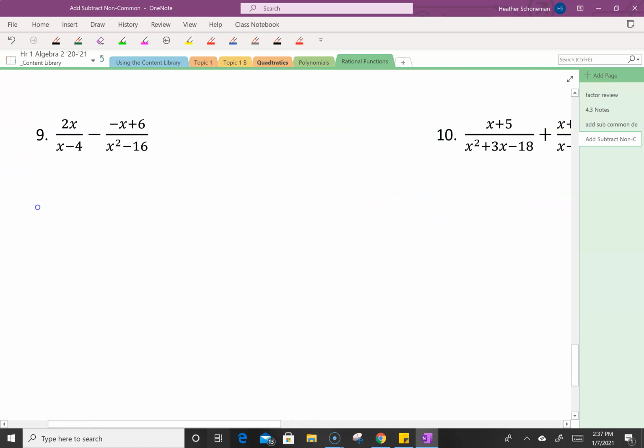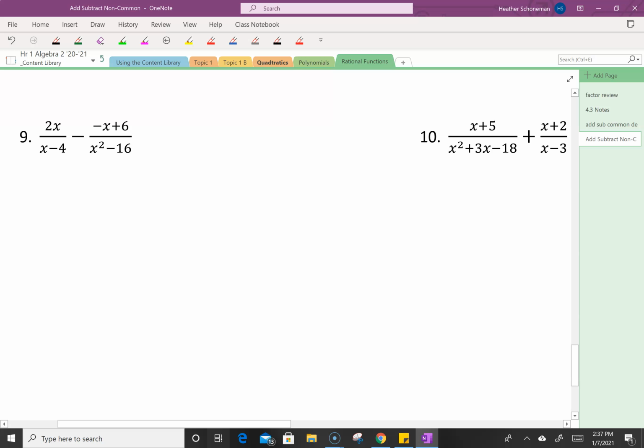Okay. Let's look at 9 and 10. I'm not going to do the whole problem for you, but I just want to get it set up to think about it. On the number 9, I've got to factor this to find my least common multiple. So this would be x plus 4 times x minus 4. So my least common multiple is going to be x plus 4 times x minus 4. So what I'm going to have to do on the first fraction, it's missing the x plus 4. So I'm going to multiply top and bottom by that. Okay, and then you could proceed from there.